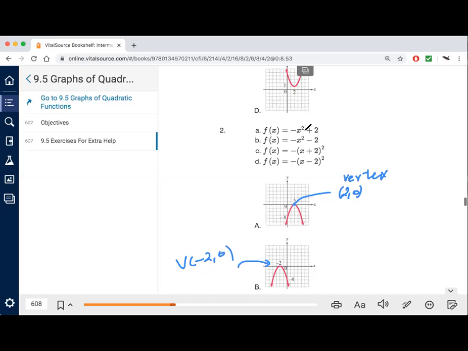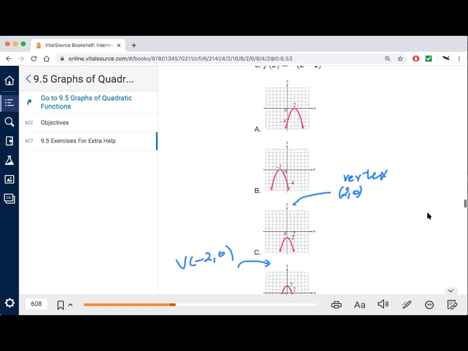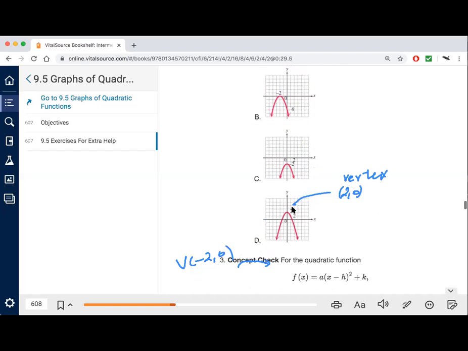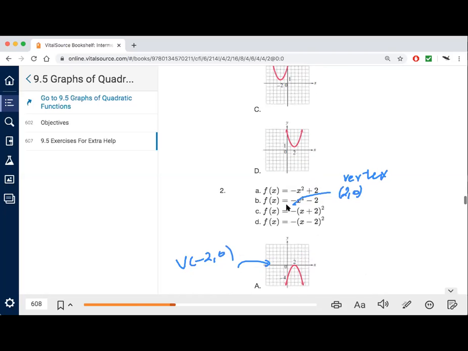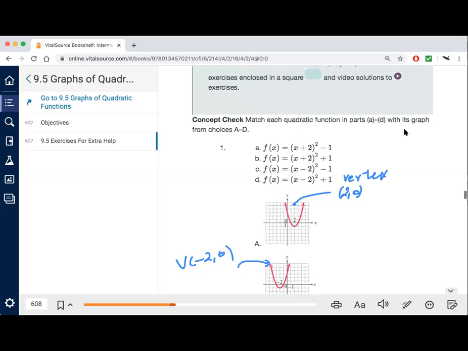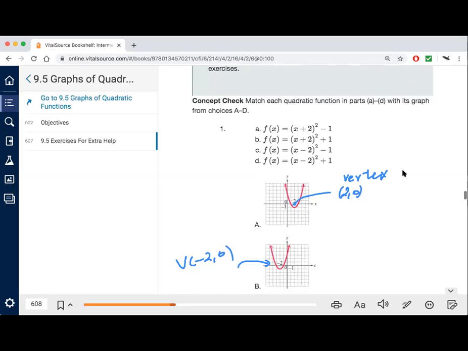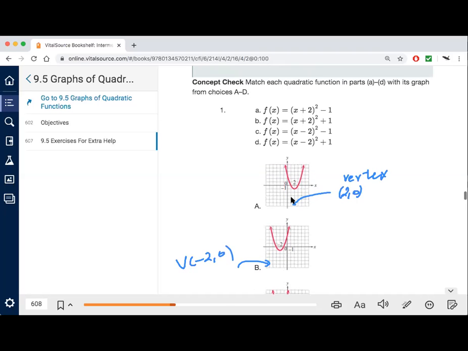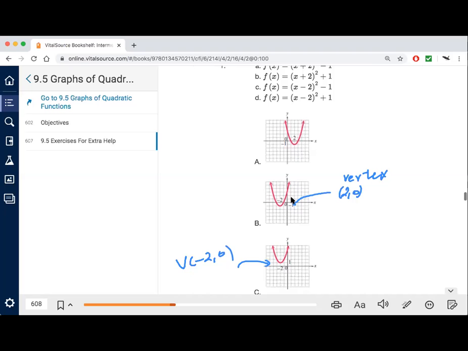So if you look at the function, okay, let me scroll down. And each one, see, the graph could be up or down. Each one has a vertex. The question here says match each quadratic function. Yeah, so each one has its own vertex. So what do A, B, C, D have to do with that?